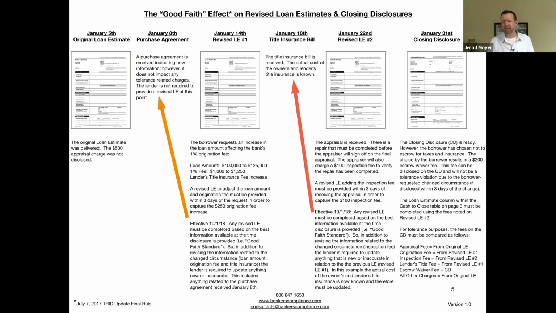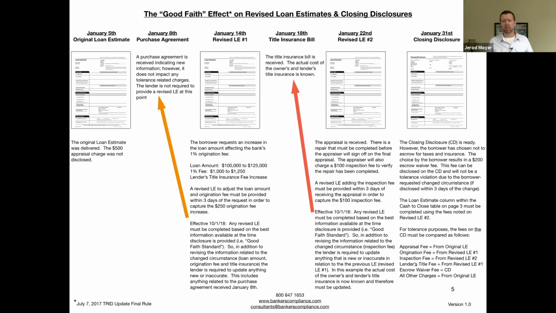And so I mentioned revised closing disclosure. That's not what this is. This is the closing disclosure. We can show the escrow waiver fee for the first time ever on the closing disclosure, as long as it's within 3 days of learning that the borrower doesn't want to escrow and that there will be a fee for that. And so that's what you'll see in that first paragraph in the January 31st column.